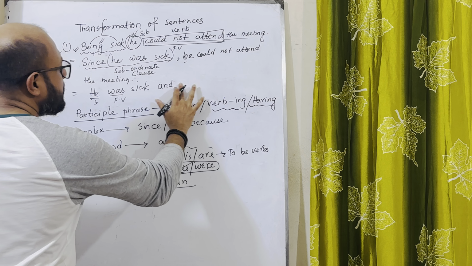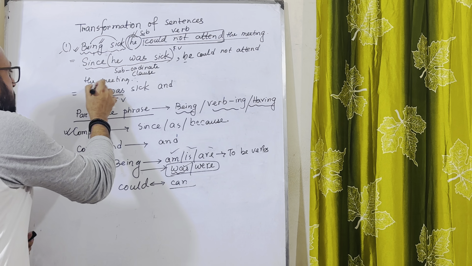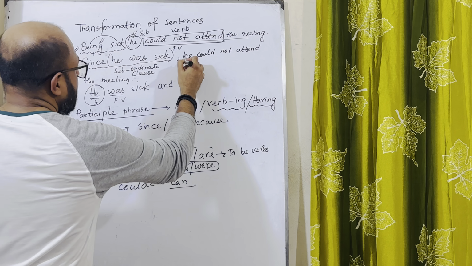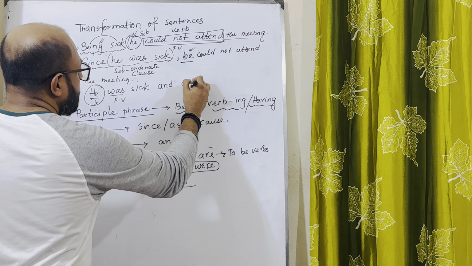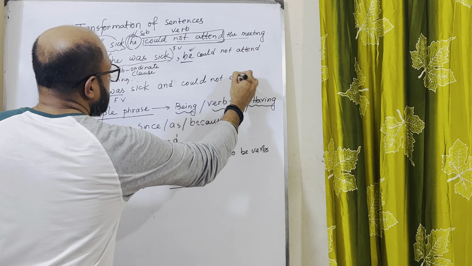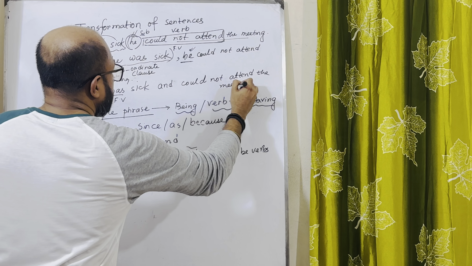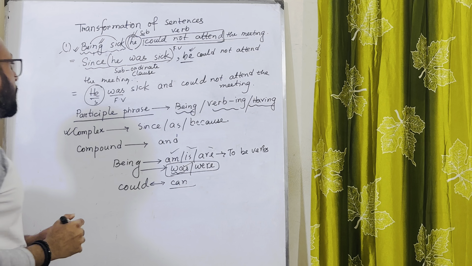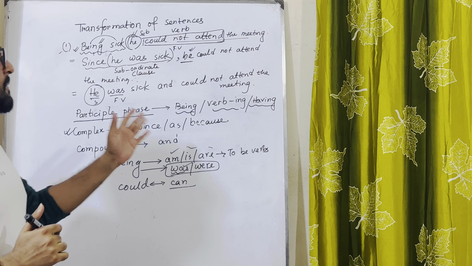I do not need to repeat he, because for both the clauses I have the same subject, and that is why I can eliminate he the second time, and just continue from my verb, could not attend the meeting. He was sick and could not attend the meeting.